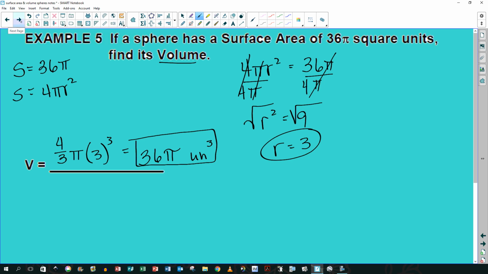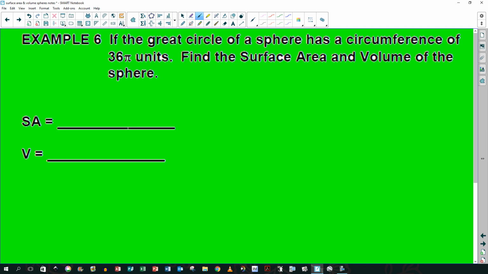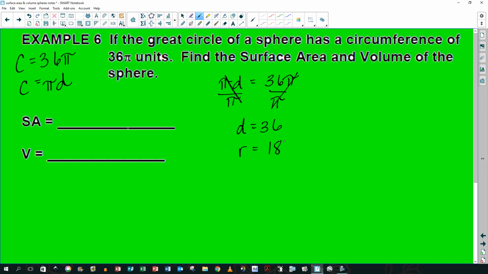All right. If the great circle, remember where that's at, has a circumference, so the circumference of the great circle is 36 pi. What is the formula for circumference? Pi d. So if pi d is the formula, pi d is equal to 36 pi, and I'll divide by pi. I find out that the diameter is 36. Well, if my diameter is 36, what's my radius? 18. So now I can find the surface area, which is 4 pi 18 squared, and the volume, which is 4/3 pi 18 cubed.